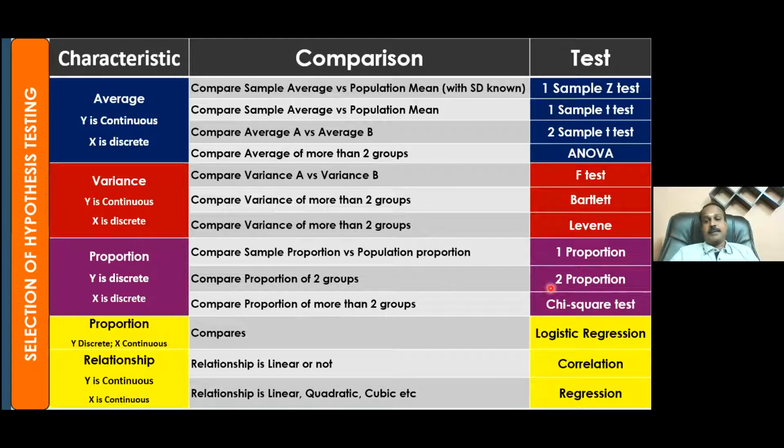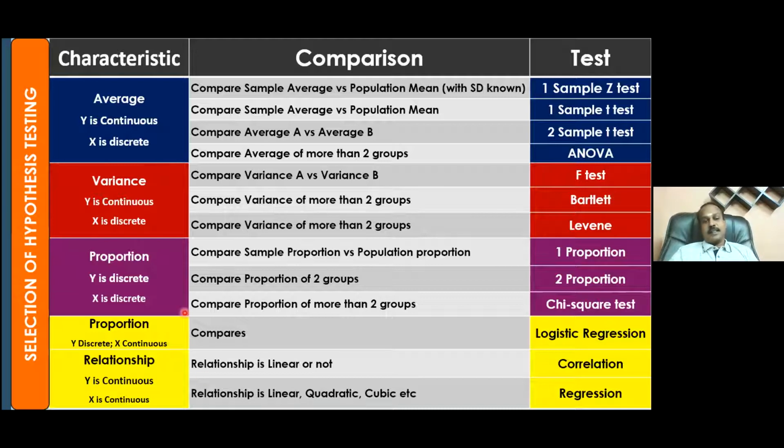And similarly, instead of working on average as well as proportion, sometimes you may have to take a decision on the variance, whether the variances are equal or not. When there are two groups and you check whether variances are equal or not, that's called F test. When there are more than two groups, there are two options. You can go for Bartlett test or Levene test.